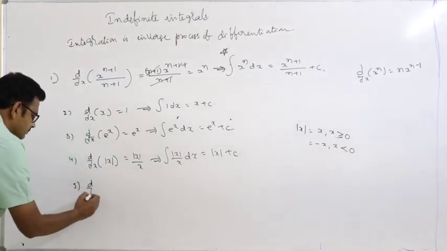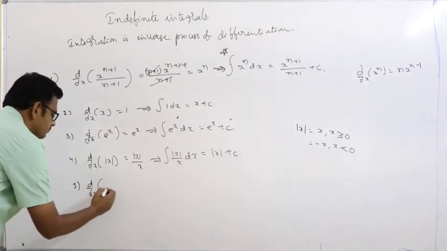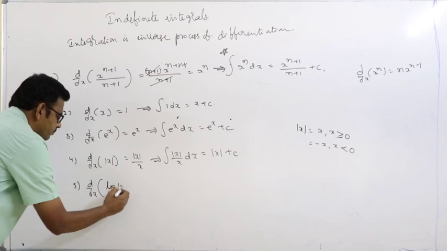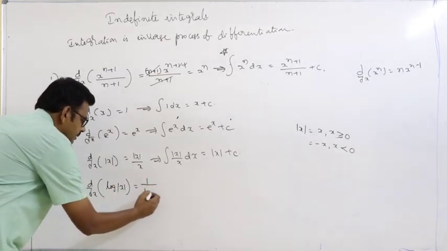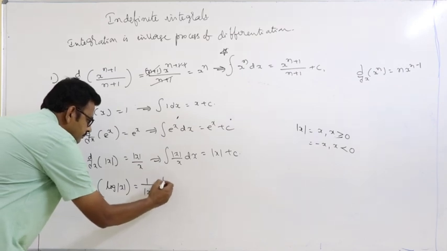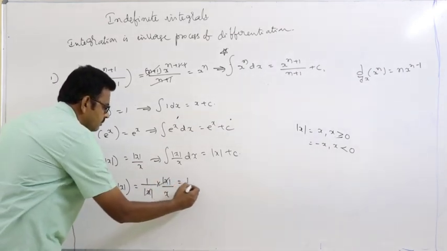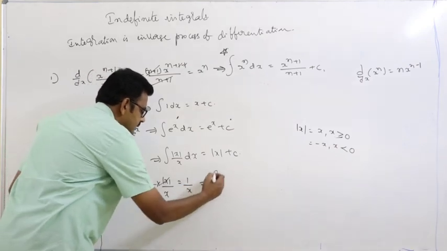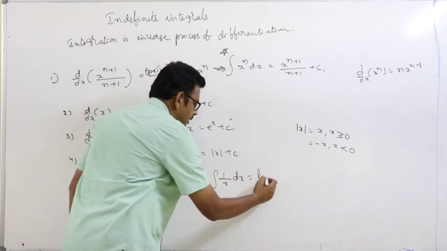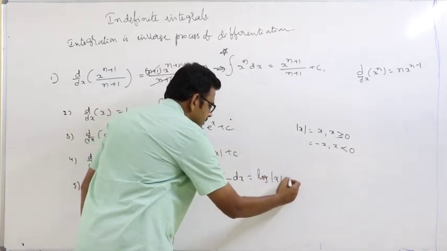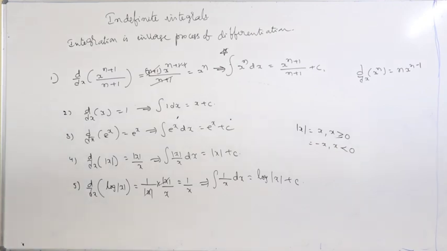Derivative of log of mod x is equal to 1 by mod x into the derivative of mod x, which is mod x by x. That is equal to 1 by x. This implies the integral of 1 by x dx is equal to log of mod x plus c.